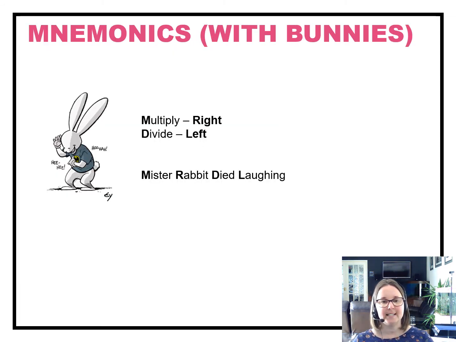For some reason that is counterintuitive, so I use a little phrase to help myself remember which way to go, and that phrase is Mr. Rabbit died laughing, and I've got my poor little rabbit there just to make that easy to remember. So if we can remember that phrase, those words begin with M, R, D and L. So we can remember MR, multiply, we're going to move the decimal point to the right, and to divide, we're going to move the decimal point to the left in order to multiply or divide those numbers by factors of 10, 100 and finally 1,000.